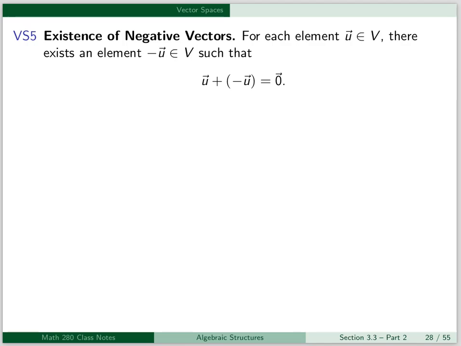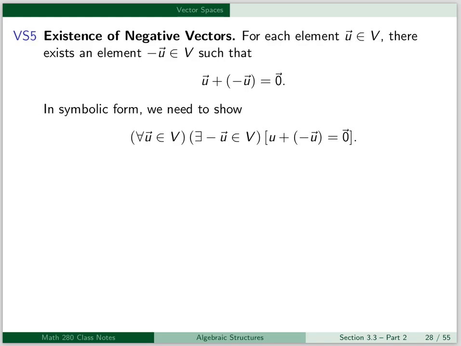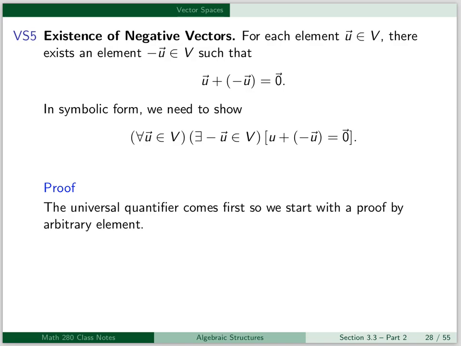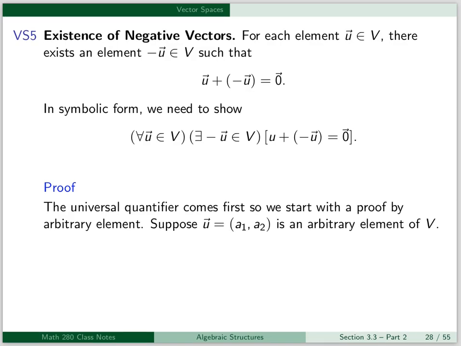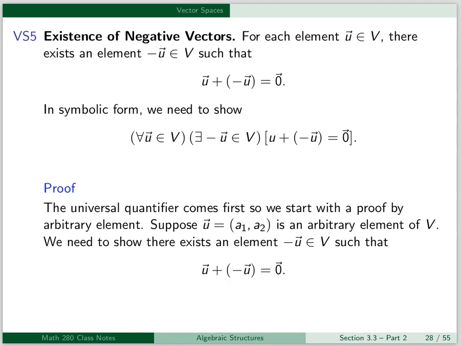So next, we have VS5, existence of negative vectors. And this states for each element U in V, there exists an element minus U in V such that U plus minus U equals 0, which has the symbolic form shown. So the universal quantifier comes first, so we start with a proof by arbitrary element. Suppose U equal A1, A2 is an arbitrary element of V. We need to show there exists an element minus U in V such that U plus minus U equals the 0 vector. And this is the 0 vector that we just found in VS4.